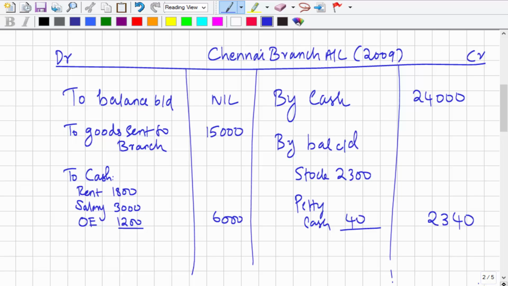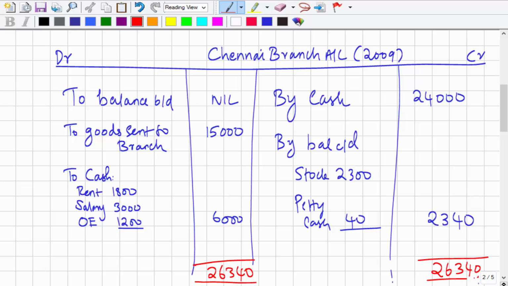2009. So let's look at the side where we have the highest total. Is it debit or credit? If you look at the total of credit, it is more than 24,000, whereas on the debit, 15 plus 6, it is only 21,000. So if I total this, it's going to be 26,340. Let me write it on both sides, 26,340. It means on the debit side there is a gap.